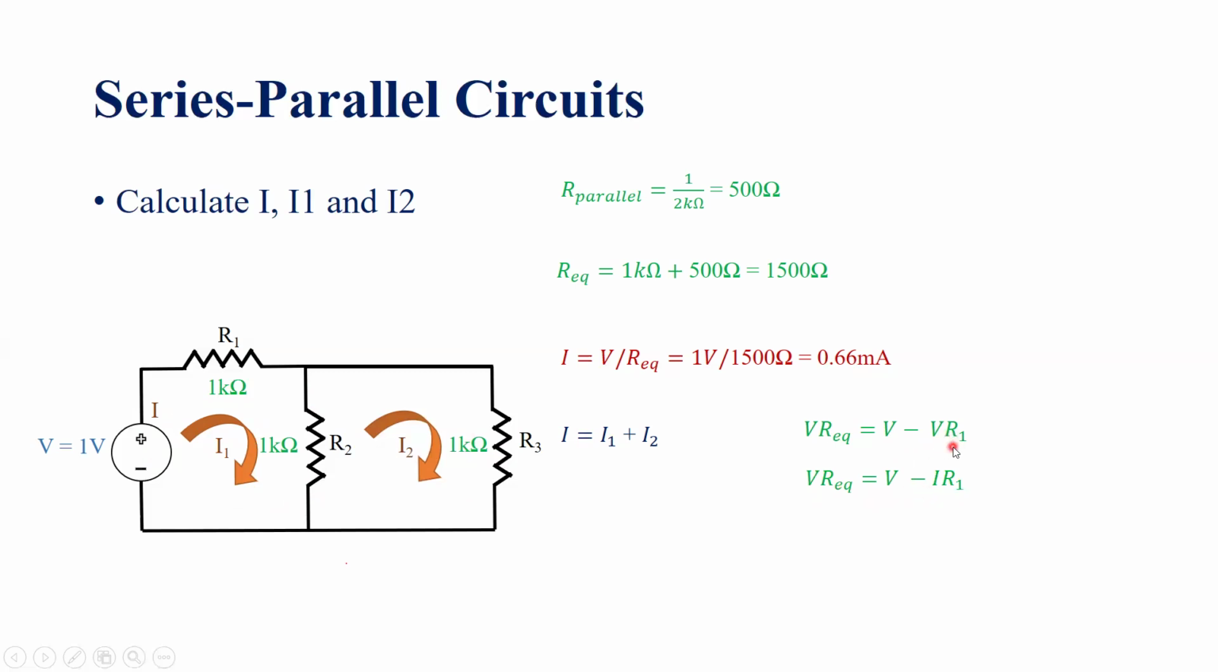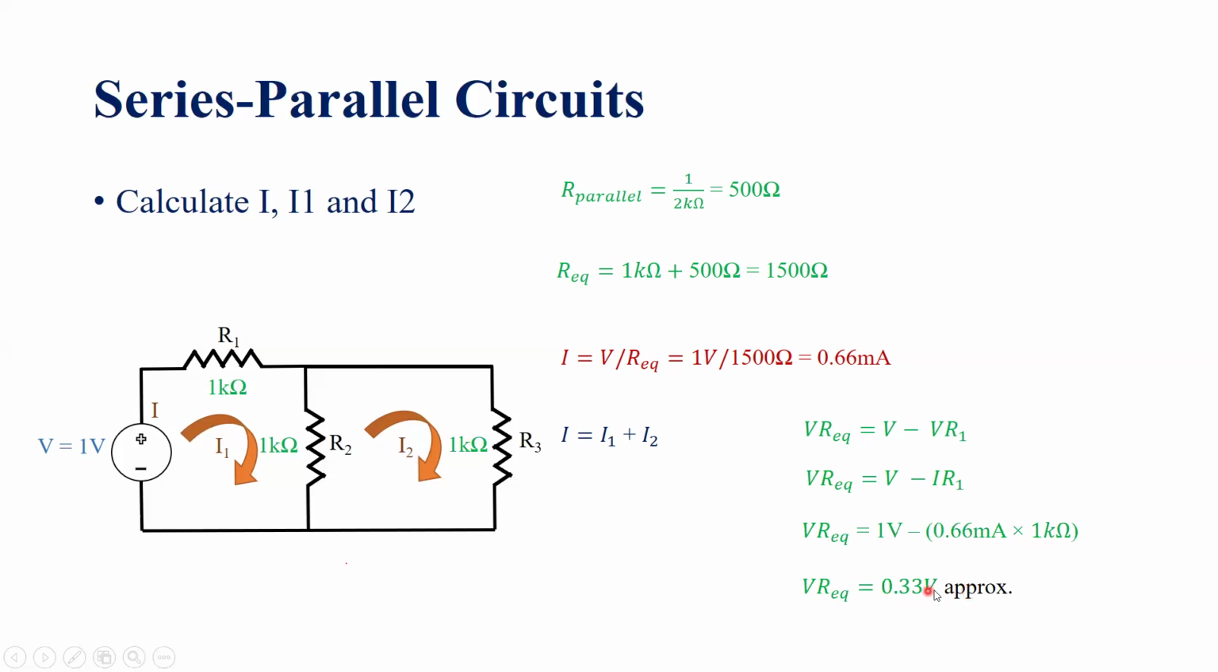This voltage drop across R1 right over here is nothing but the current flowing through resistor R1 multiplied by the value of resistor R1. We know that the value of current is 0.66 milliampere and the value of R1 is 1 kilo ohm. Therefore, we can calculate the voltage across R equivalent, which is 1 volt minus I times R1, that is 0.66 milliampere multiplied by 1 kilo ohm. It comes out to be 0.33 volt approximately.